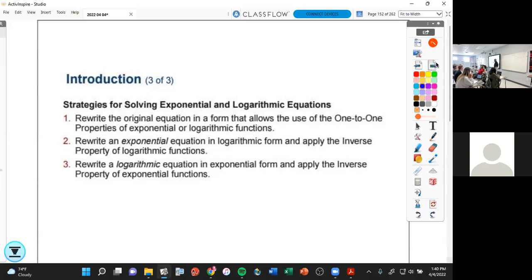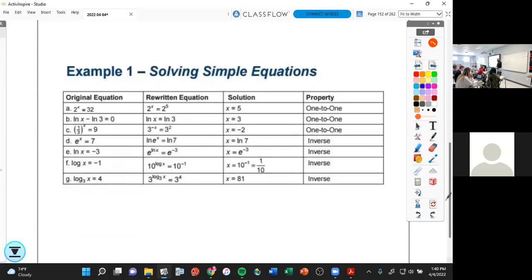Rewrite the exponential in logarithmic form and apply the inverse property. Rewrite the logarithmic in exponential form and apply the inverse property. So it's just going back and forth between exponential and logarithm and making applications. And let's just jump to some problems.